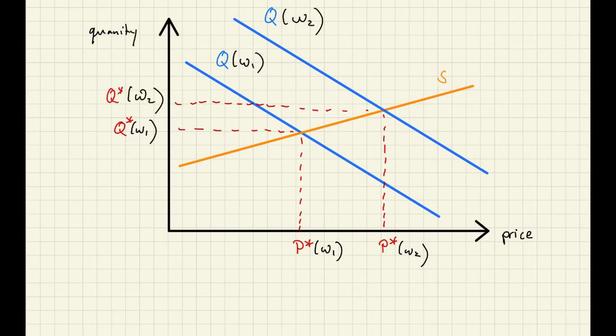Moving from market omega 1 to market omega 2, the equilibrium price increased. And this was because the demand curve in market omega 2 lies above the demand curve in market omega 1. And why is that? Because moving from omega 1 to omega 2, we were faced with a larger demand shock.